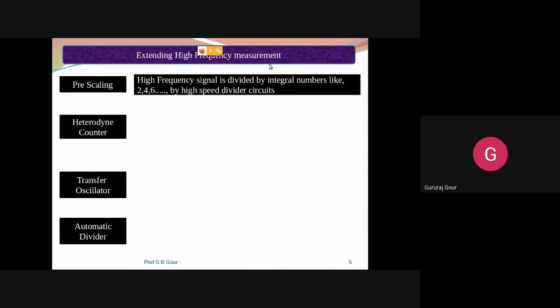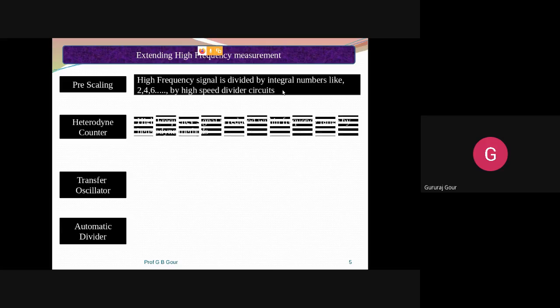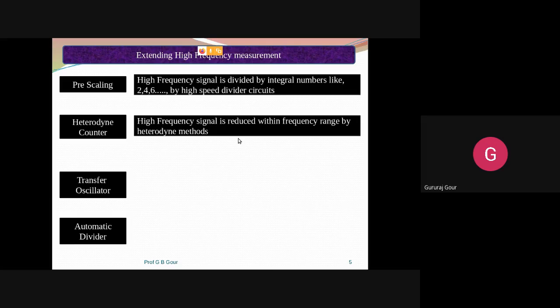Because it is high frequency measurement, we have to proportionally alternate it, in other words, scale it, for the purpose of measurement. That's all. Next one is a heterodyne counter.